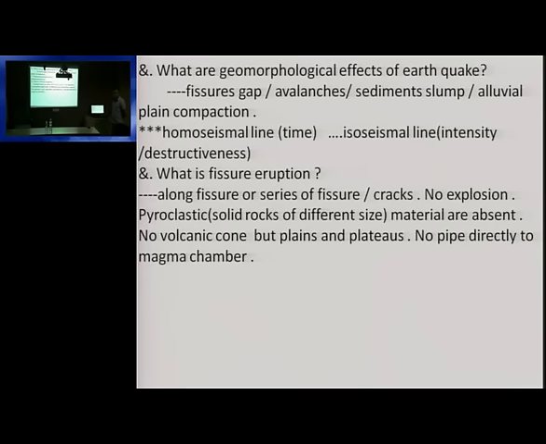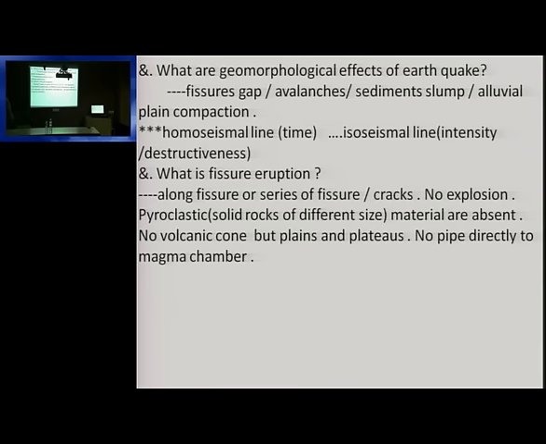So, fissure gaps. What are avalanches? You all know sediments, slumps, alluvial plain compaction. Actually, what happened is, I'll explain this, alluvial plain compaction. Imagine this is soil.